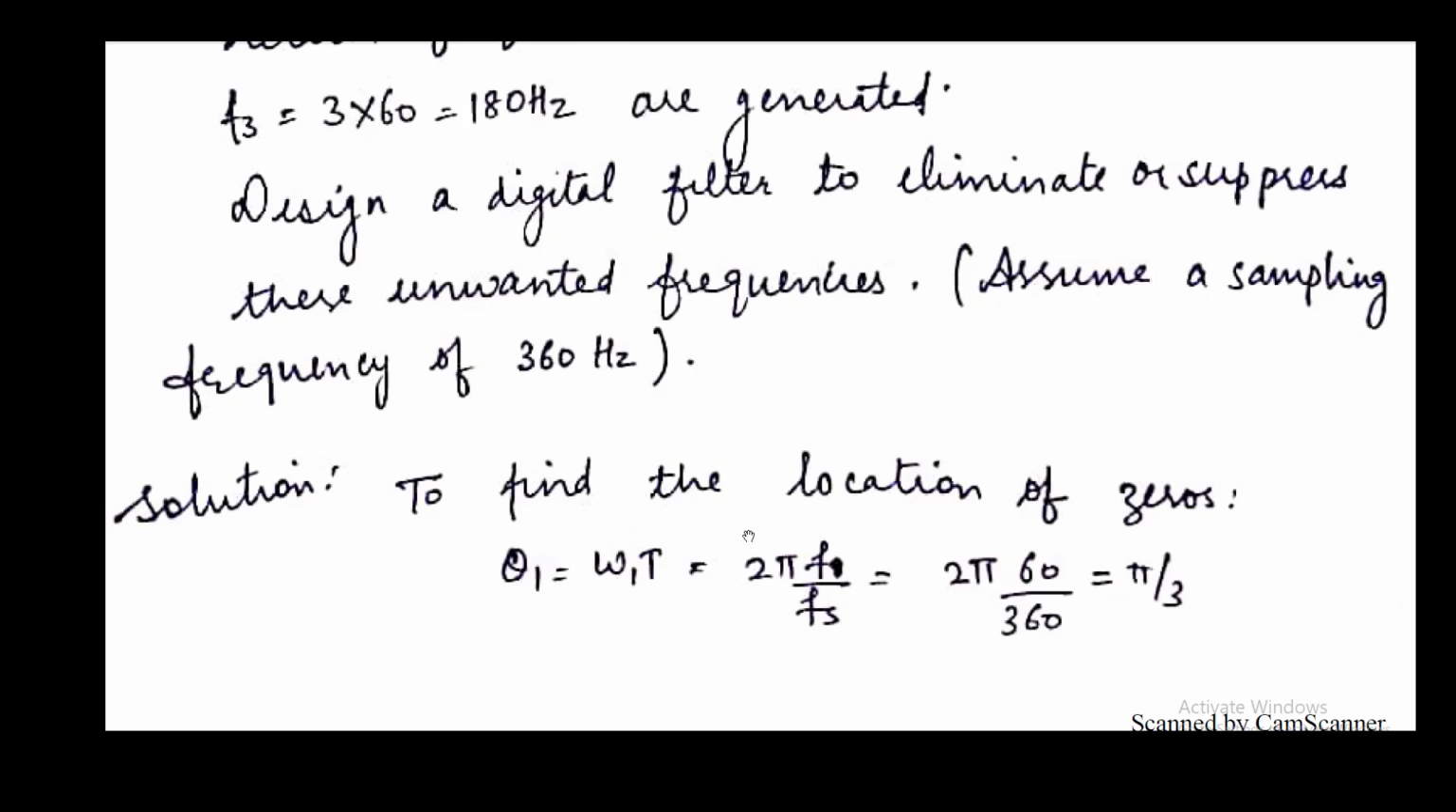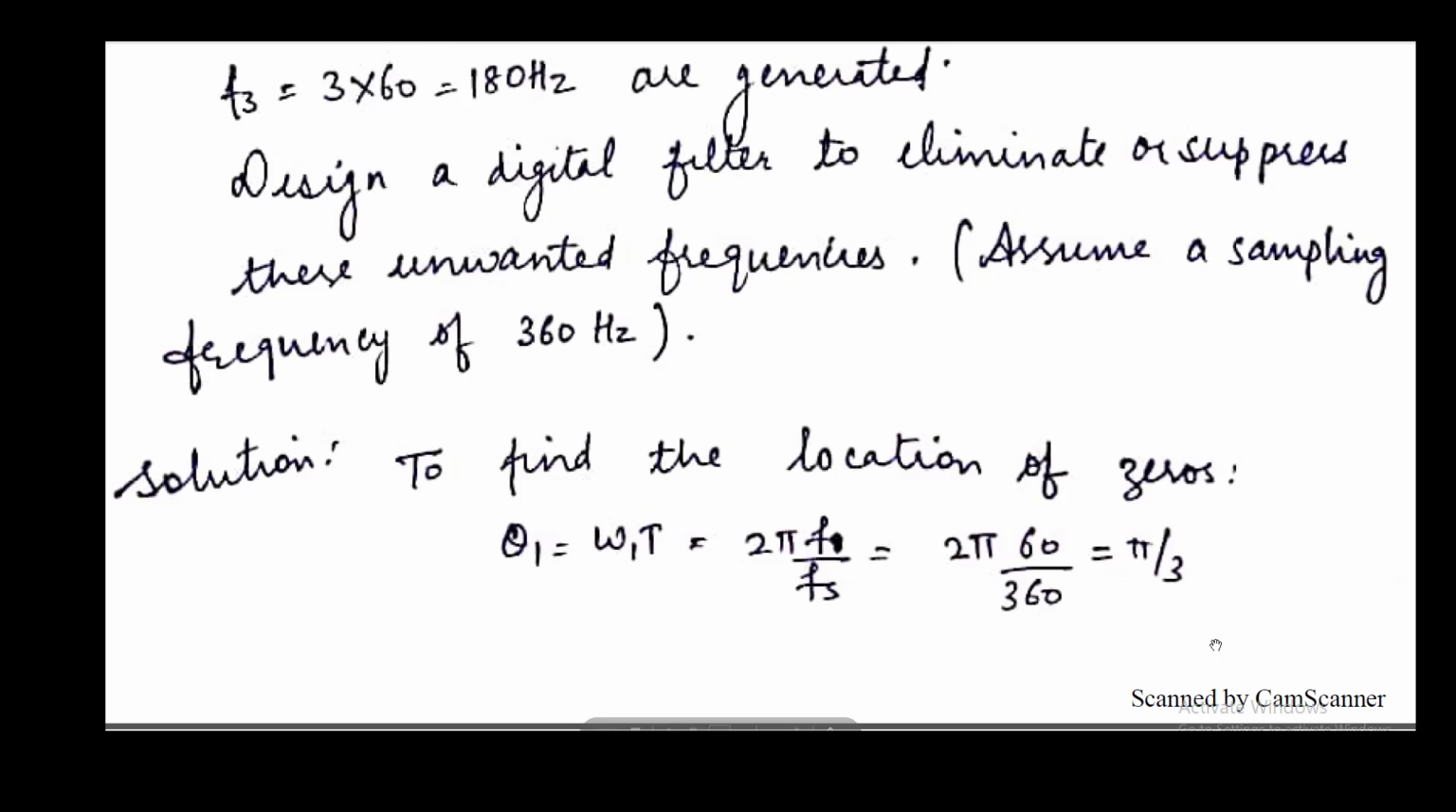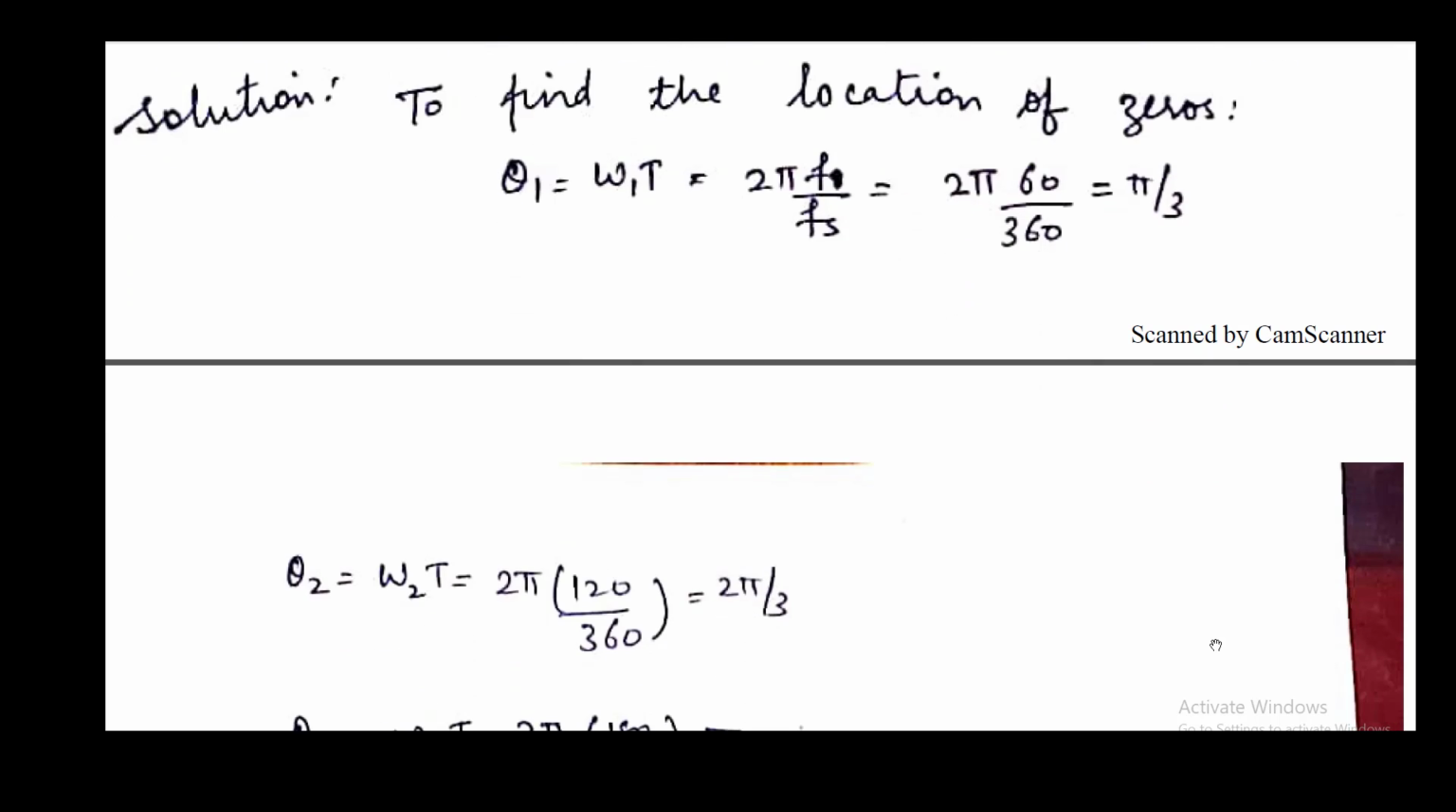So first, let's suppose the first frequency we are taking is 60 Hz, so the angle will be 2 pi f1 by fs, and with f1 considered as 60 hertz, the angle is coming out to be pi by 3. Fine. And similarly, we can calculate the location of the second zero.